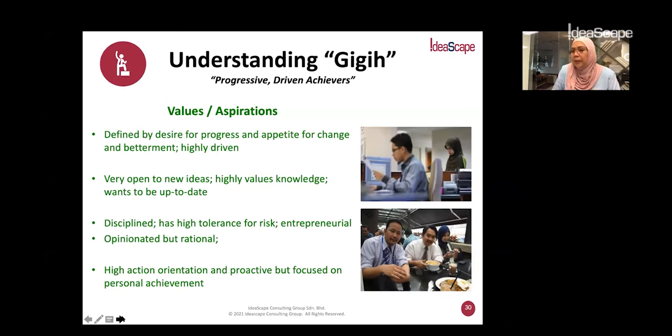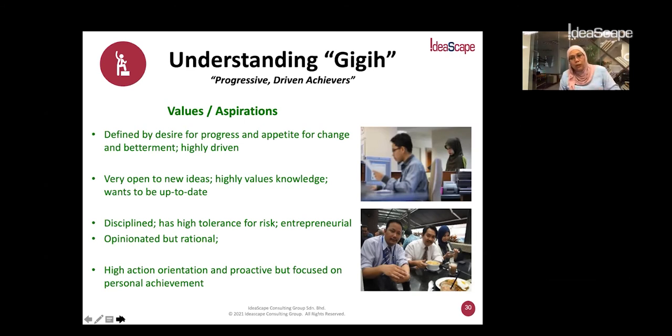Now, the Gigi, they are very open-minded. They value knowledge and they want to be up to date. Very high discipline, high tolerance for risk. And most of the entrepreneurs that you see out there belong in this segment. They tend to be smarter because they think and therefore they have opinions. But most of the time, their opinions are rational, not so emotional like the elitist segment. And they have high orientation and are proactive, but focused on personal achievement.